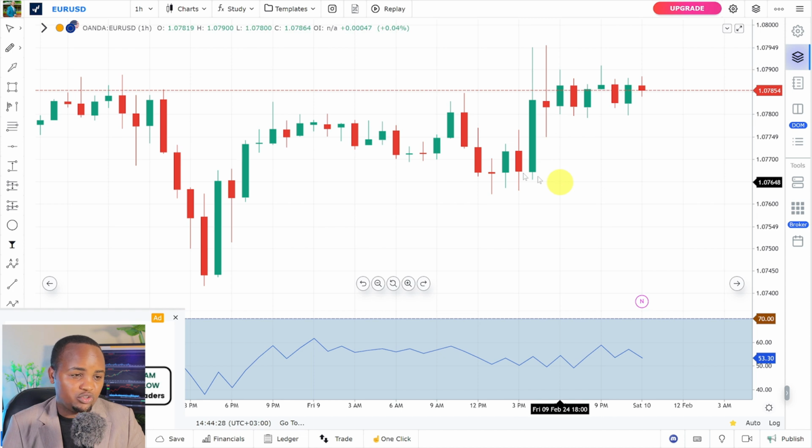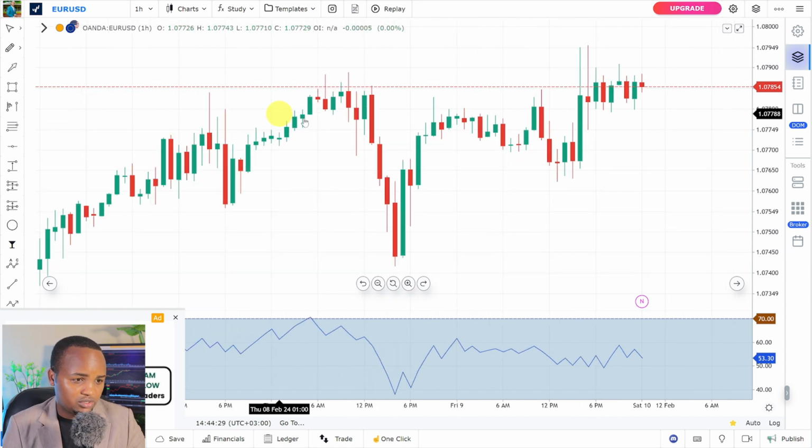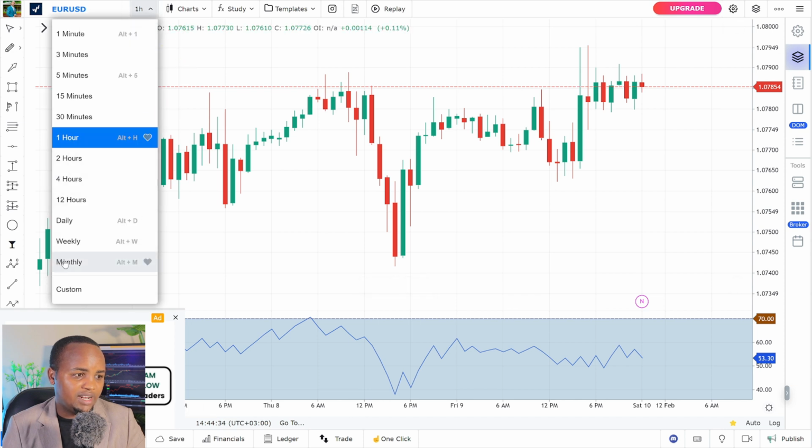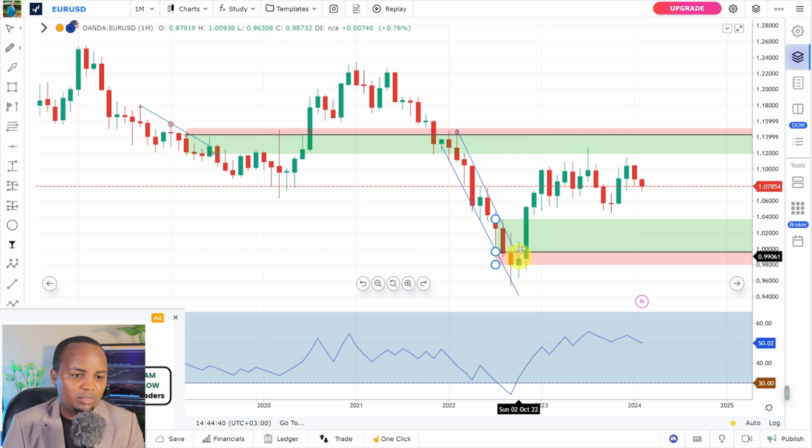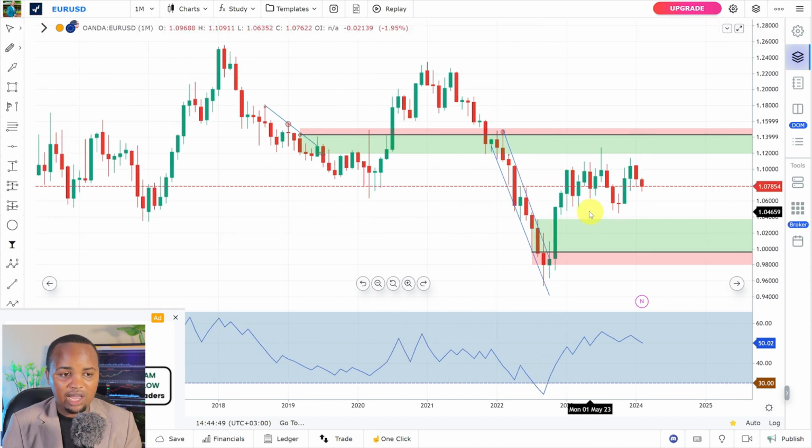If you just want to go all this way, those took 1 day. You can even go to the monthly, which means every candlestick that you see here represents 1 month. So you can see on this month here, I think it is October 2022, the market was bullish. So that is the thing that you actually have to observe.